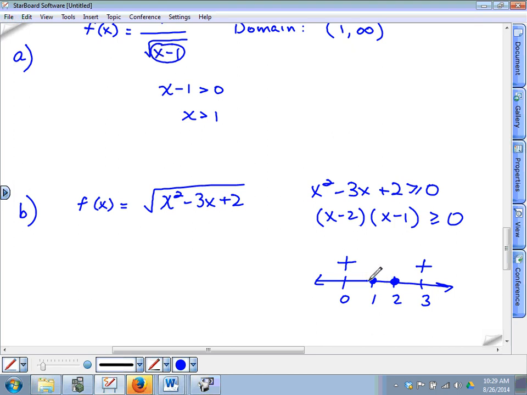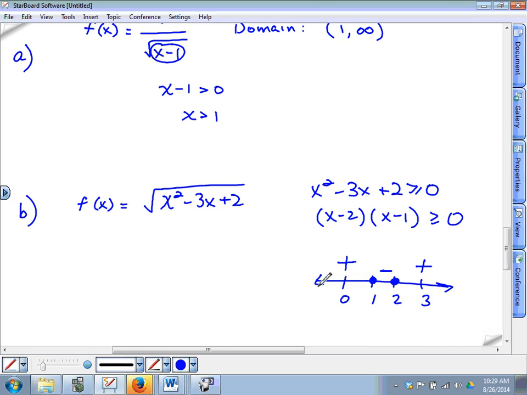And just to be sure, I kind of have an idea of what's going to happen here, but we do need to test a point in the middle of these two numbers. Unfortunately, it's going to have to be a decimal, but really all that matters is the plus or minus. 1.5 minus 2, is that a plus or a minus? That's a minus, right? What about 1.5 minus 1? That's a plus. And then a negative times a positive is a negative. So there's a negative region in between.